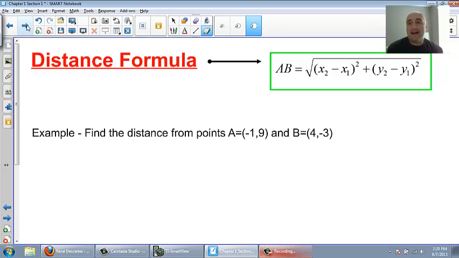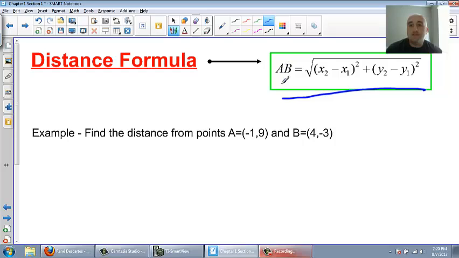Last 2 slides, I believe, and we're almost done. Okay, these should also be reviewed for you. We have the distance formula, which I have written out for you here. AB stands for the distance from point A to B. And the equation is the square root of (x2 minus x1) squared plus (y2 minus y1) squared. It's a pretty simple equation to use.